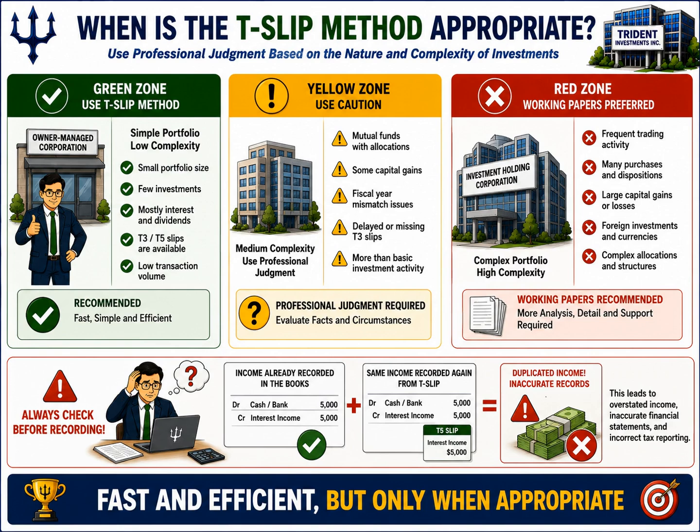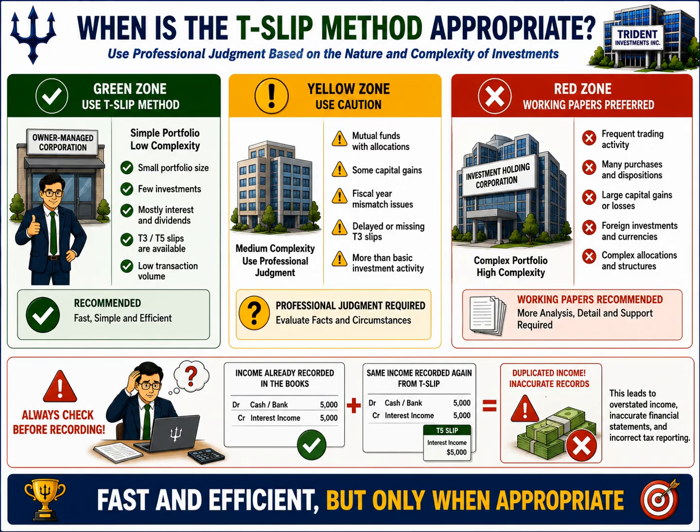That is why the question shown at the bottom is so important. Has the income already been recorded? Before entering any T-slip amount, the accountant must verify whether the bookkeeping records already contain that income. This simple check can prevent significant errors.